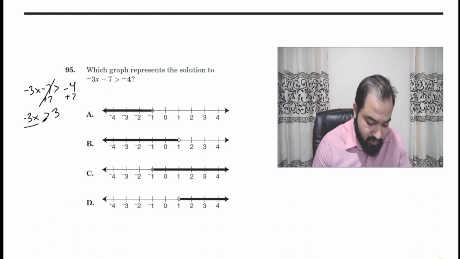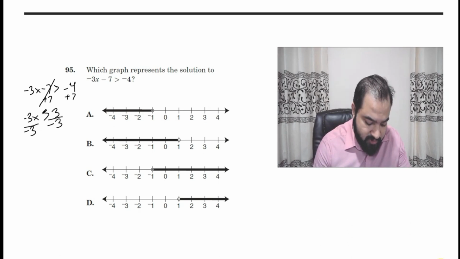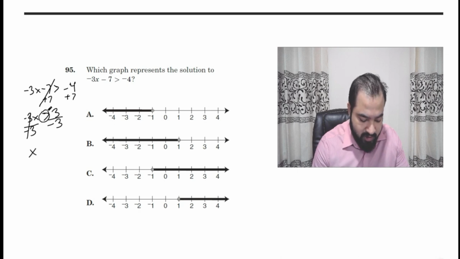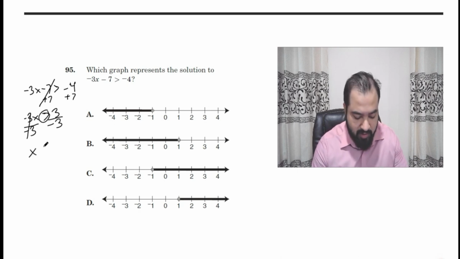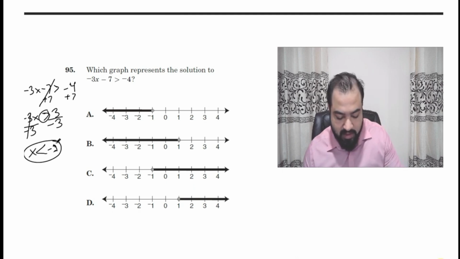Now divide both sides by what, guys? Negative 3, yes. Now the difference between an inequality and an equation is that when we divide by a negative number, the inequality sign will flip. So it was greater than, now it will become less than. 3 over negative 3 is negative 1. So it says x is less than negative 1.